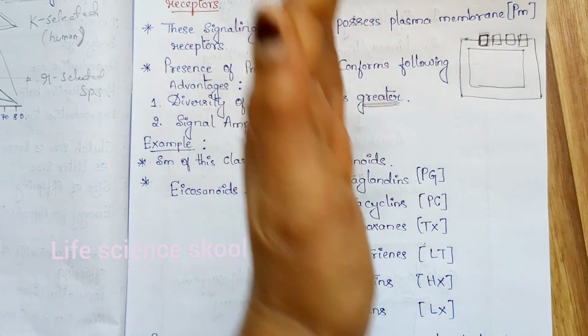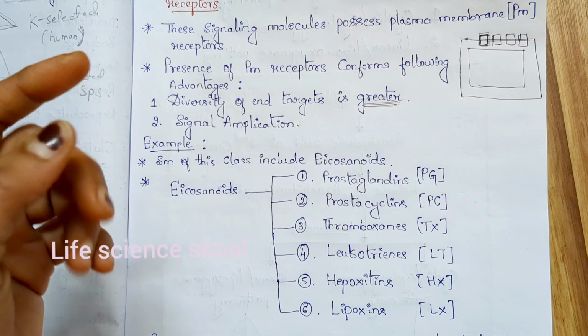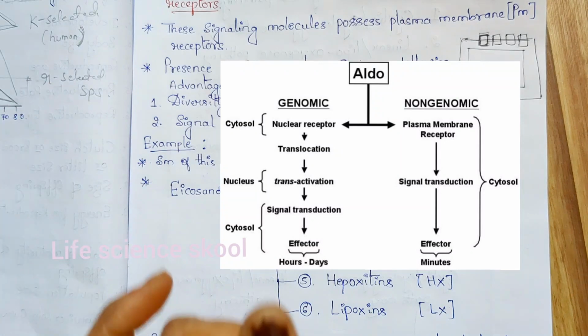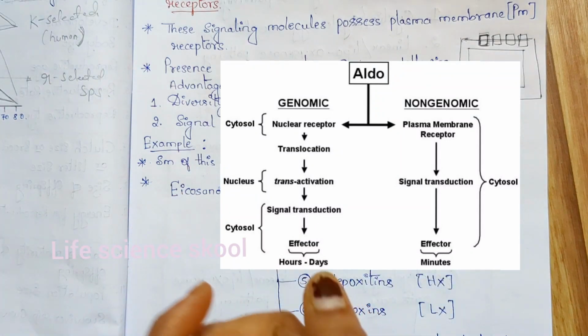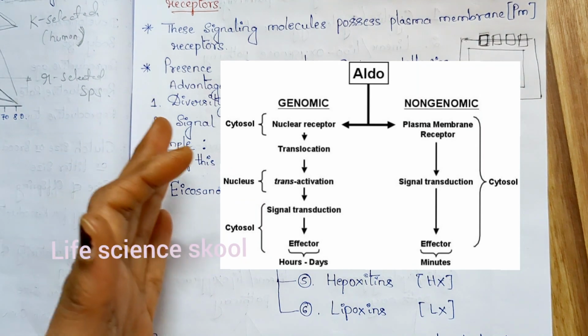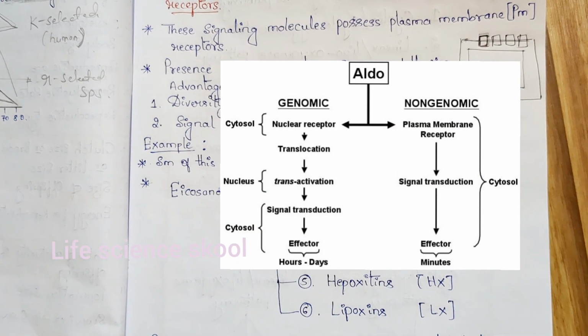So what are genomic and non-genomic effects here? For example, I am displaying a picture here, and you will get the difference between genomic and non-genomic effects. In the case of non-genomic, receptors will be there. The signaling molecules send the information to the receptors, then the receptors accept it and transfer it to the signaling mediators, and then signal transduction takes place and reaches the end targets like effectors.